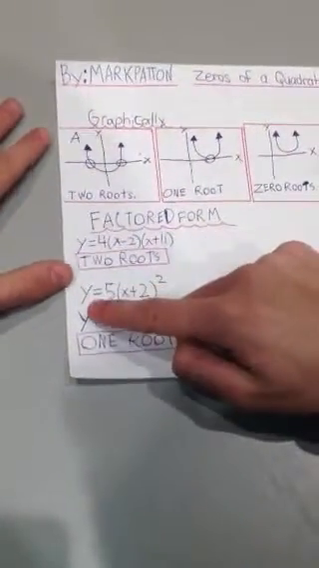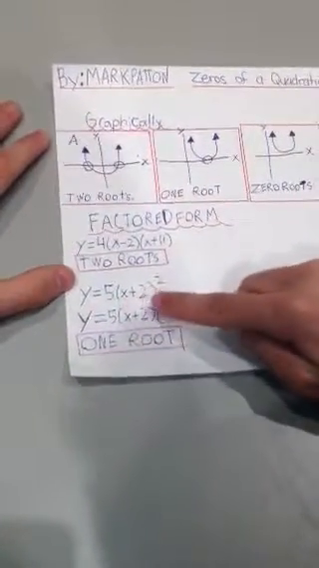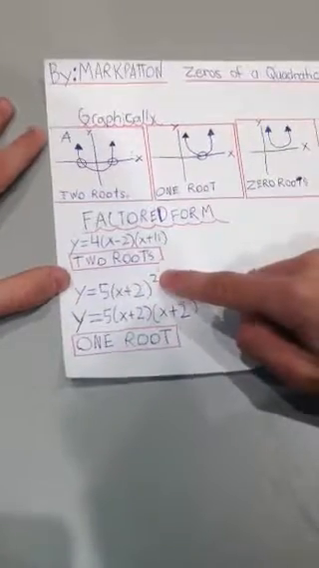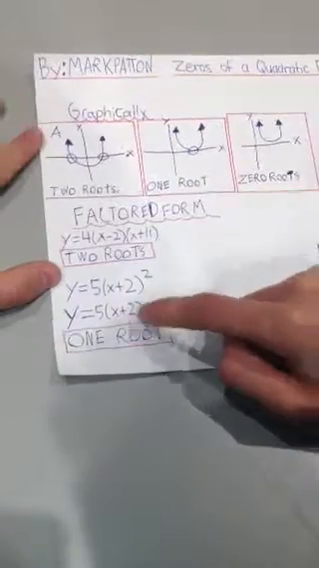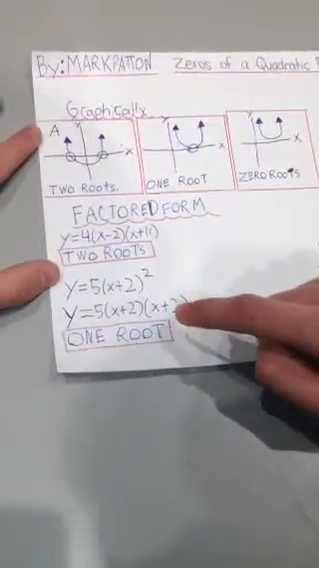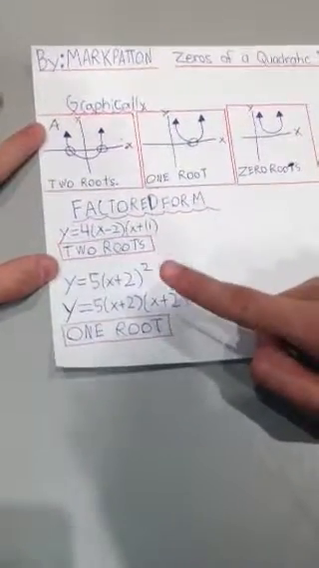If you look at this one, y equals 5 bracket x plus 2 to the power of 2. Expanded is x plus 2 and x plus 2. And as they're the same, there's only going to be one intersection, so it's going to be one root.